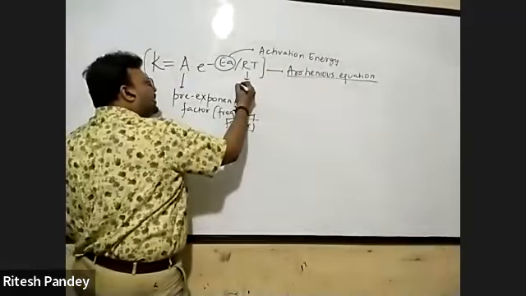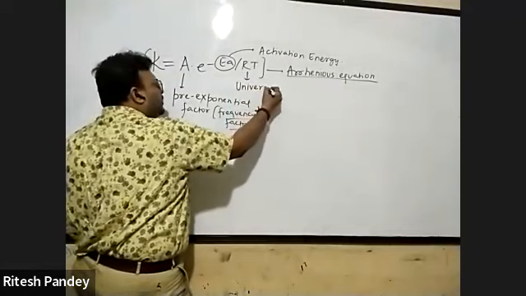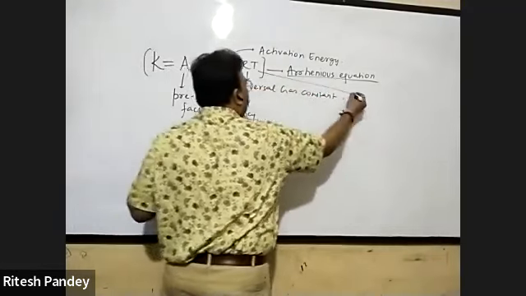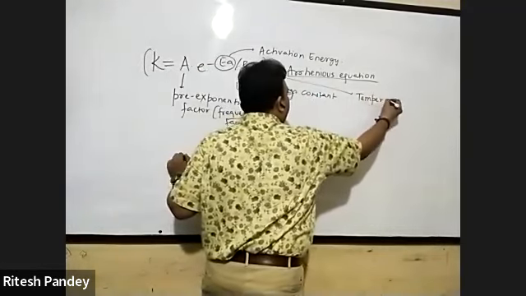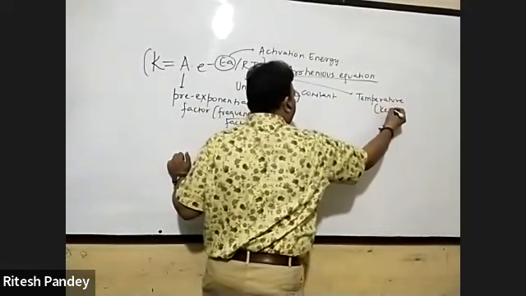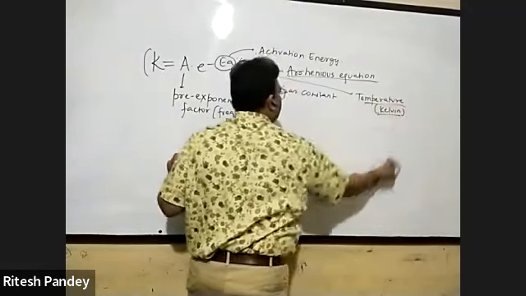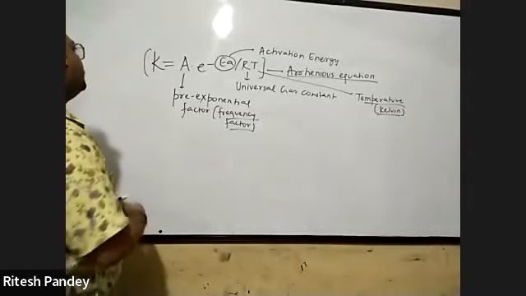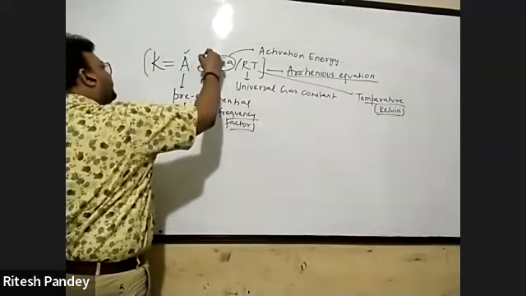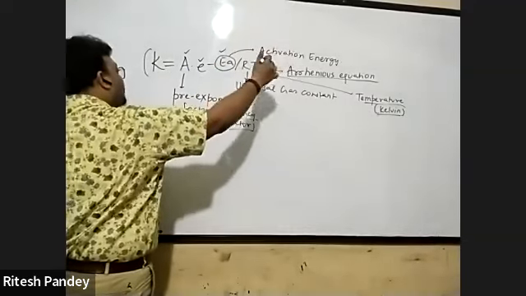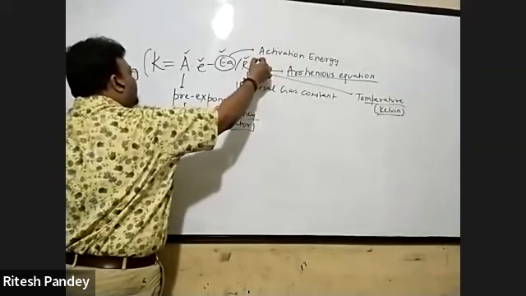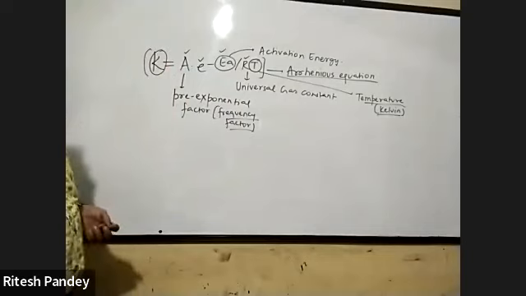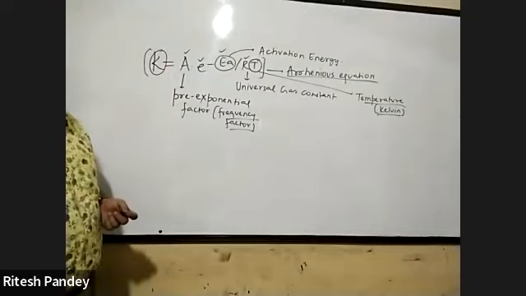R is universal gas constant. PV is equal to nRT वाला. And T is temperature in Kelvin scale, capital T. So if you understand me, A is a constant, E is a number, activation energy will be a constant for a given reaction, R is a constant. The only variables are T and K.